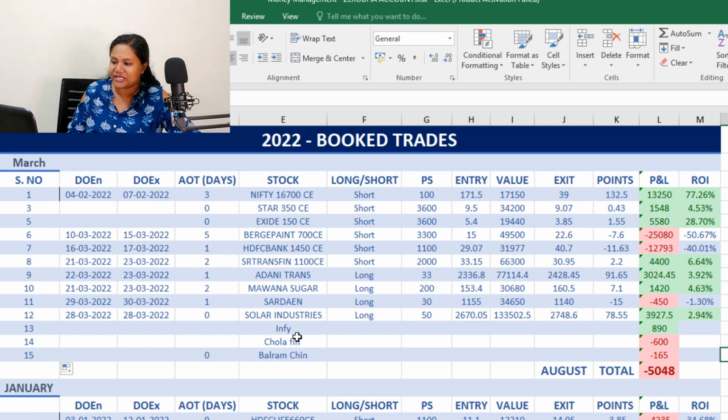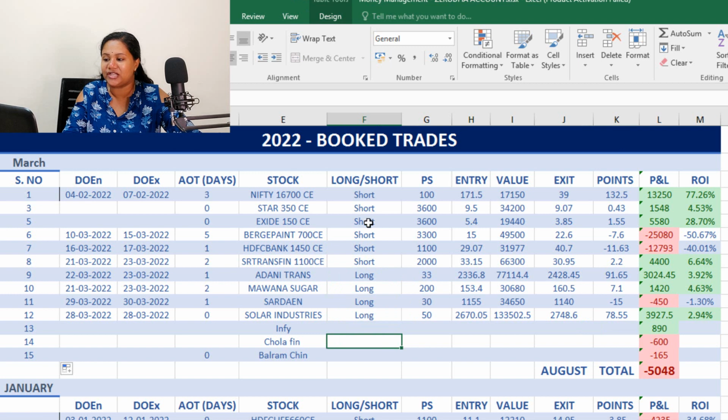Okay, not everything is options. Some are also cash market trades, and whenever I take a trade in a cash market, it's usually a long trade. It's not a short trade, and most of the time I am selling options. I'm not buying options. Now let us see how much is my loss, including the brokerage.